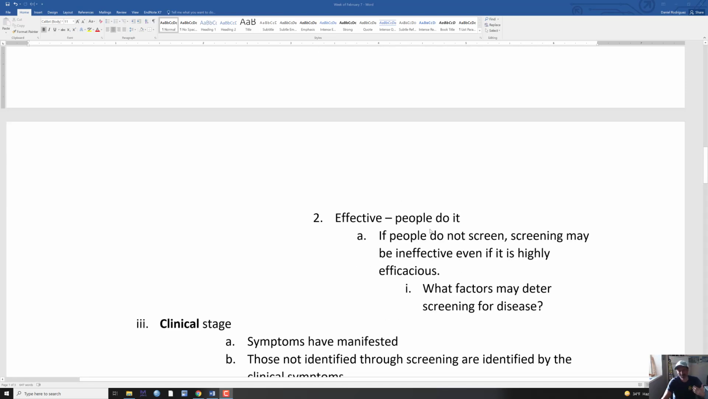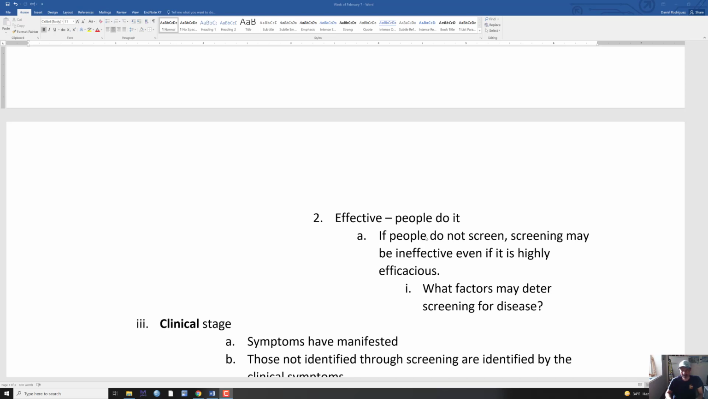Effectiveness, whether or not it's efficacious, if people are not interested in it, then it's not effective. So you can have something that's efficacious but not effective. Like say colonoscopy. Colonoscopy is efficacious, but its effectiveness is lower because there are people who will not get it because of all the barriers. So you have to think of there being a difference between effectiveness and efficacy.